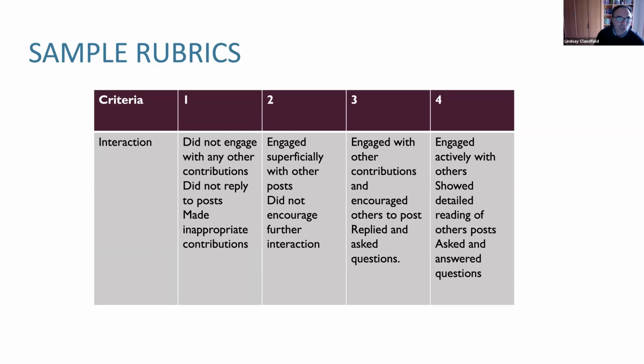For example, a low mark would be someone who did not engage with any other contributions, didn't reply to posts, or made inappropriate contributions. They would lose marks on that. Or bare minimum: engaged superficially, did not encourage further interaction, encouraged others to post, replied and asked questions. Full marks are for those who engaged actively with others, showed detailed reading of others' posts, asked and answered questions.